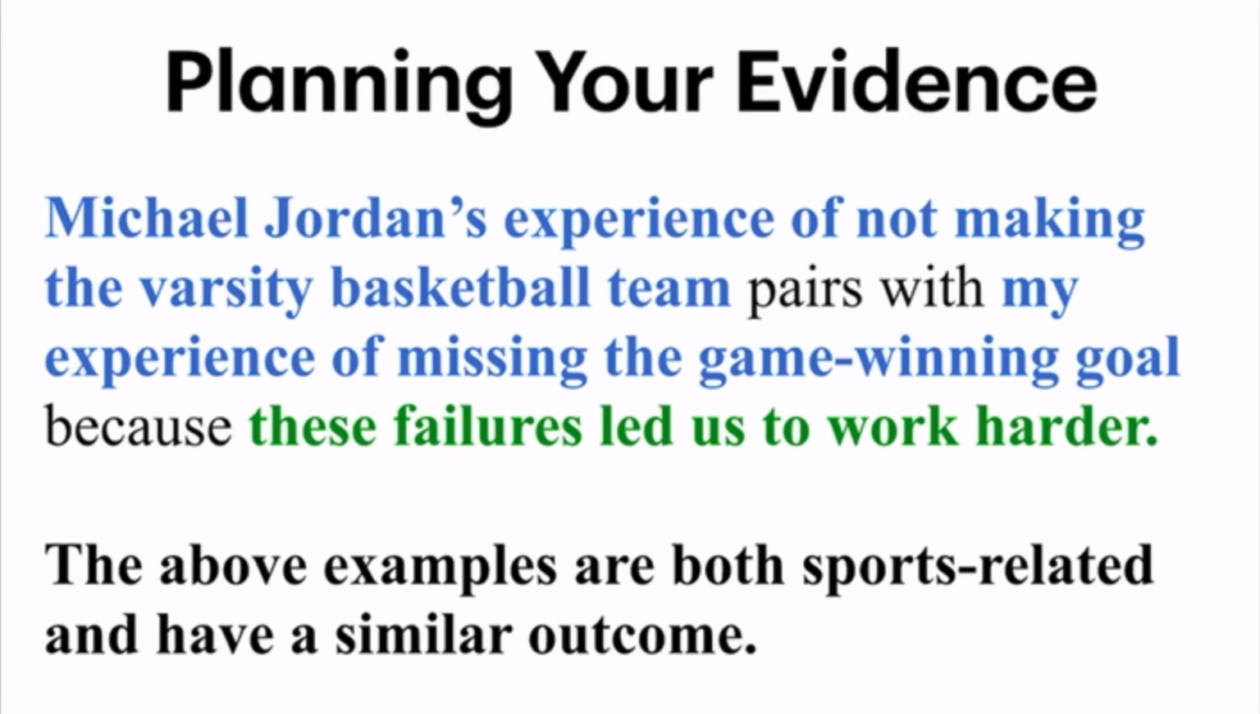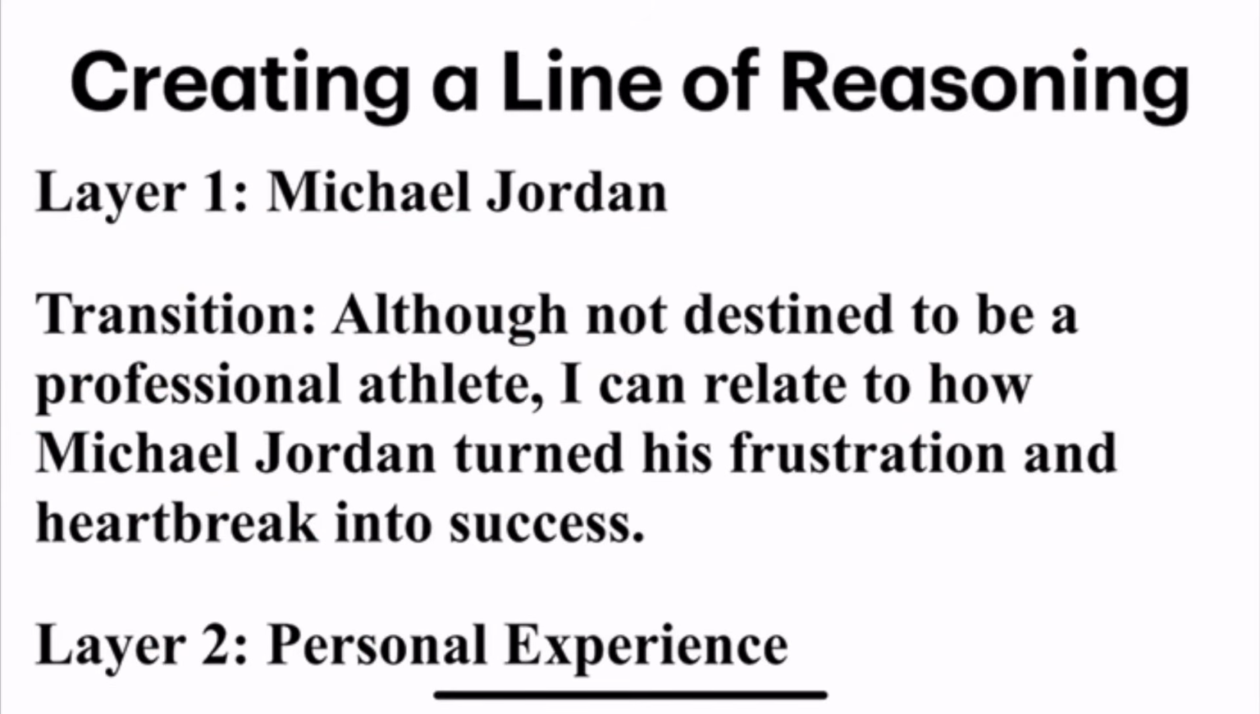When thinking about pairing evidence, you want to think about the topic, the cause, and the effect. So there needs to be some similarity, but they don't have to be similar for all 3. So in this case, the evidence is similar because it's 2 different sports-related examples with a similar outcome. So we've got Michael Jordan's experience of not making the varsity basketball team, and then personal experience of not scoring a goal. So layer 1 of the paragraph would be about Michael Jordan.